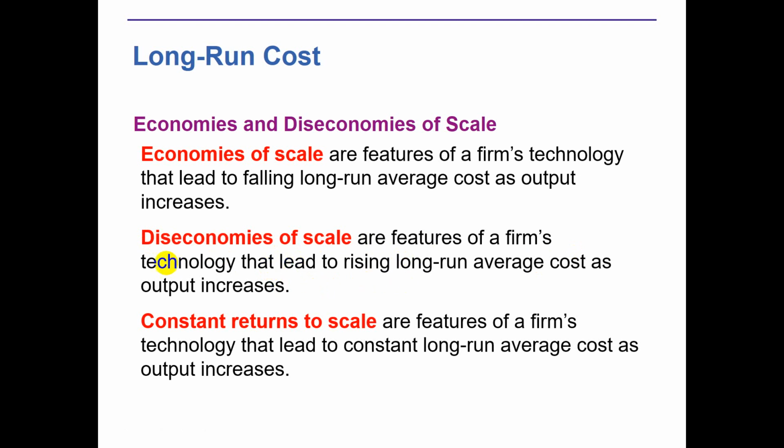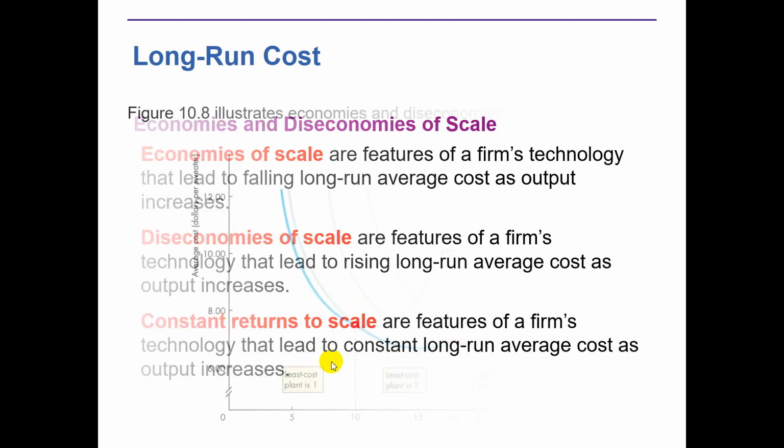So the third one is constant returns to scale. It is a feature that your production function shows that if you increase all the inputs in the same proportion, your output will be increased by the same proportion. If you increase the inputs by 10%, then your output will automatically be increased by 10%. That is why we are saying that this is the constant returns to scale.